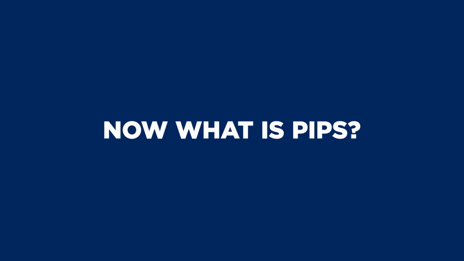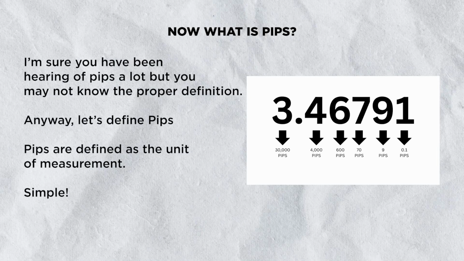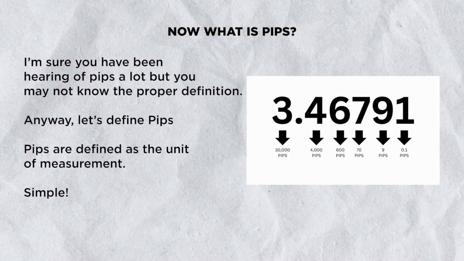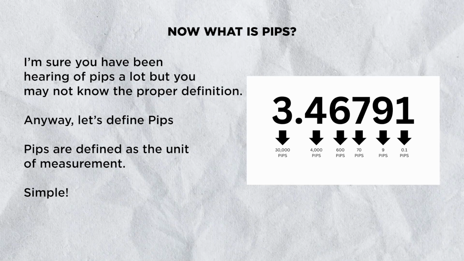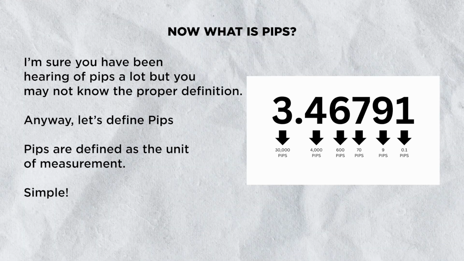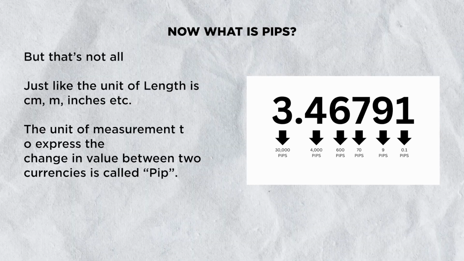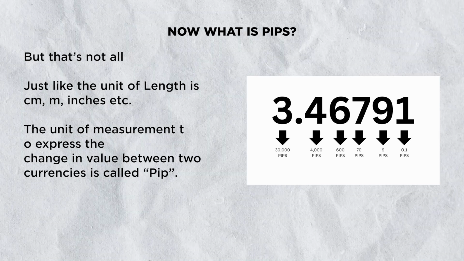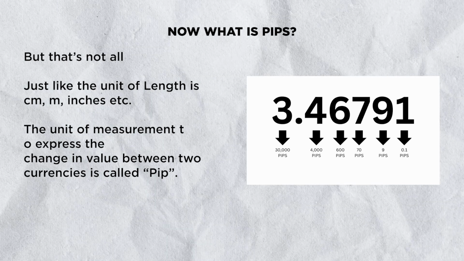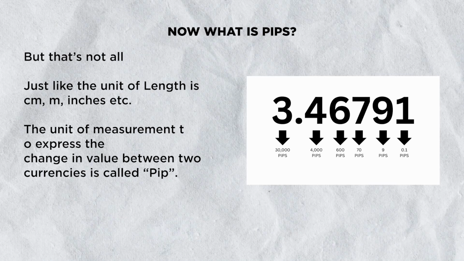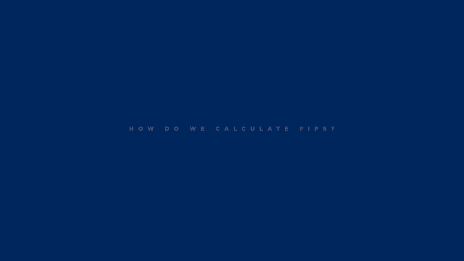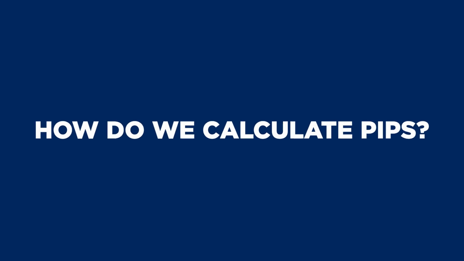Now, what is a pip? I'm sure you have been hearing of pips a lot, but you may not know the proper definition. Anyway, let's define pips. Pips are defined as the unit of measurement. Simple. But that's not all. Just like the unit of length is cm, inches, etc., the unit of measurement to express the change in value between two currencies is called a pip.